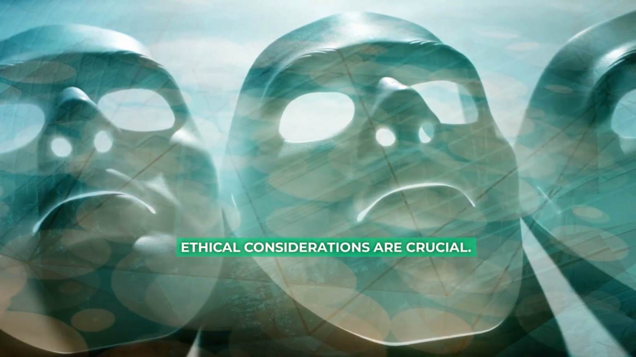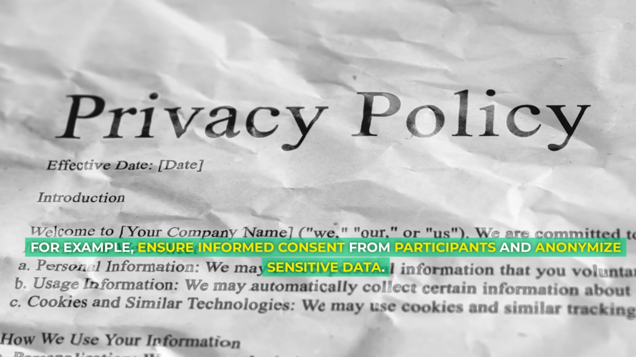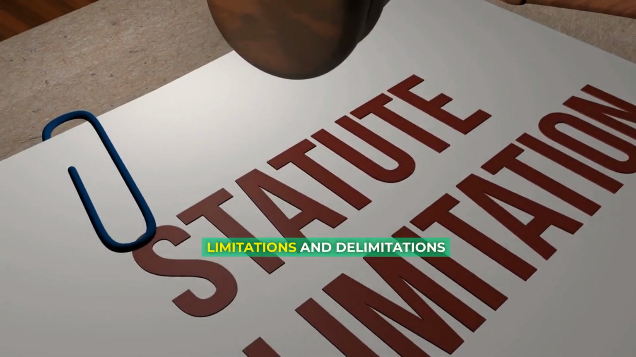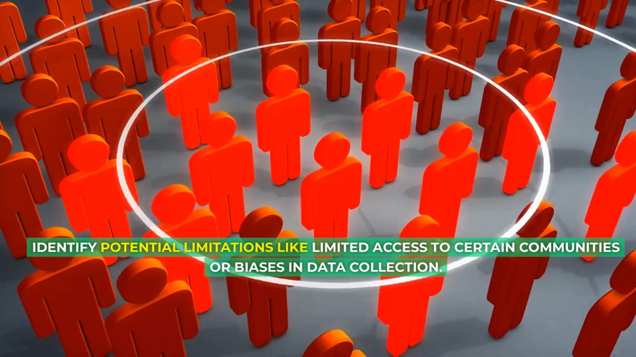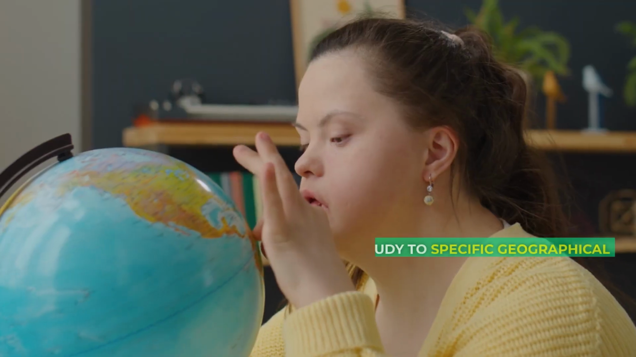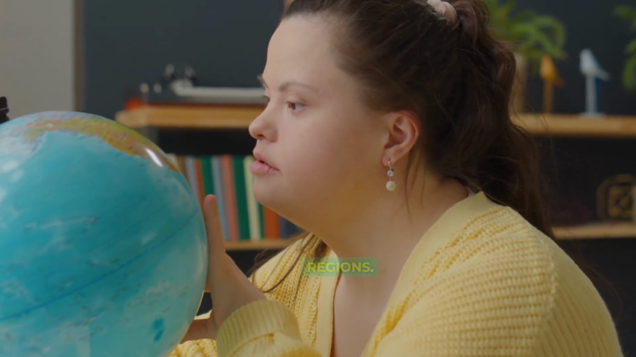Ethical considerations. Ethical considerations are crucial. For example, ensure informed consent from participants and anonymize sensitive data. Limitations and delimitations. Identify potential limitations like limited access to certain communities or biases in data collection. Delimitations could be narrowing the study to specific geographical regions.